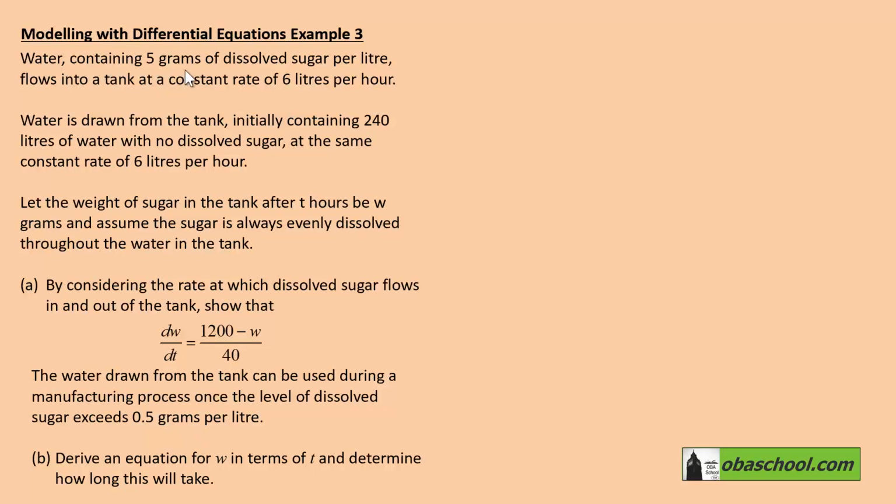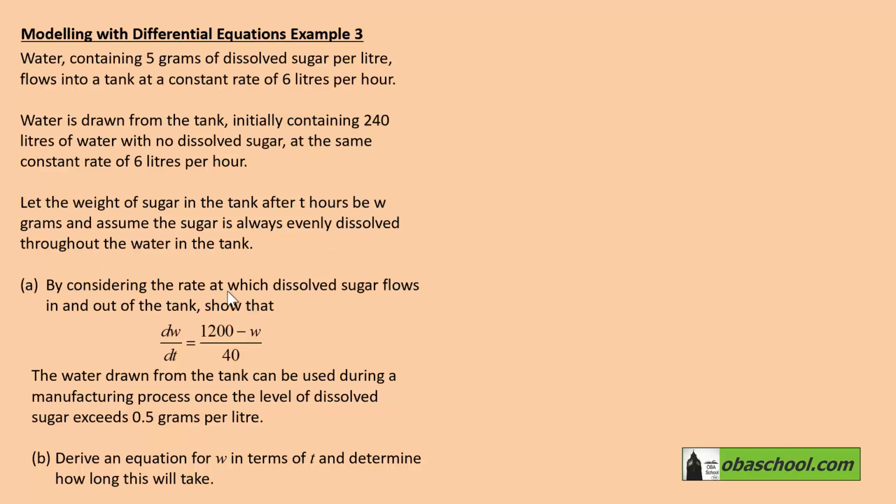Water containing 5 grams of dissolved sugar per litre flows into a tank at a constant rate of 6 litres per hour. Water is drawn from the tank, initially containing 240 litres of water with no dissolved sugar, at the same constant rate of 6 litres per hour. Let the weight of sugar in the tank after T hours be W grams, and assume the sugar is always evenly dissolved throughout the water in the tank.